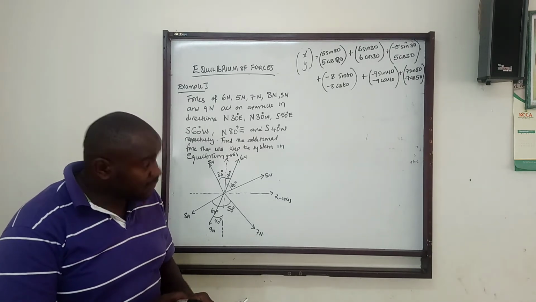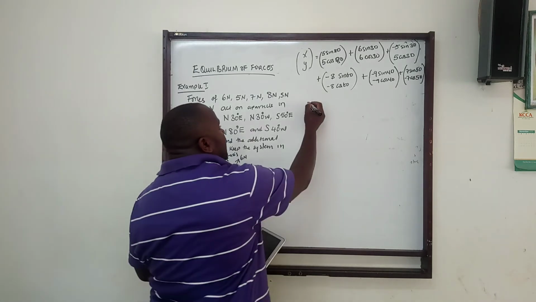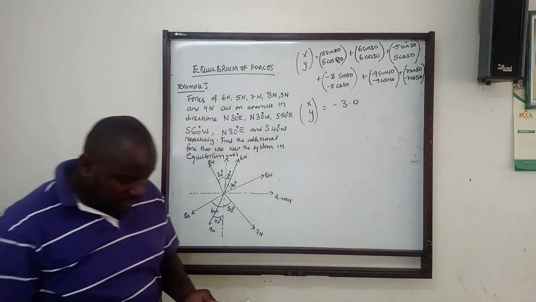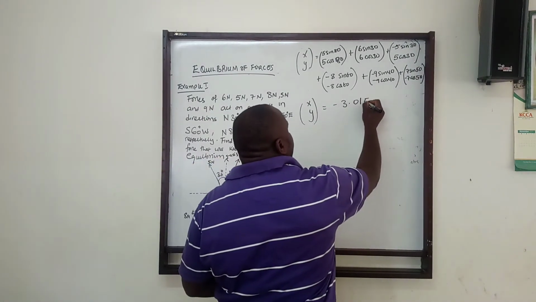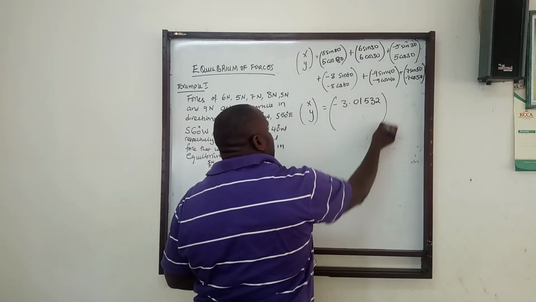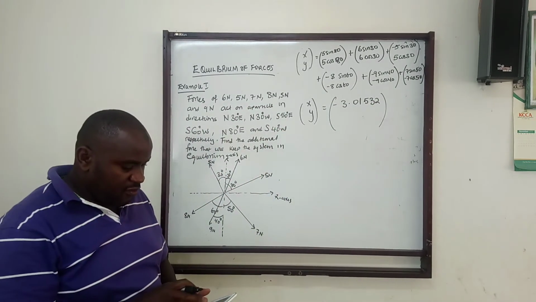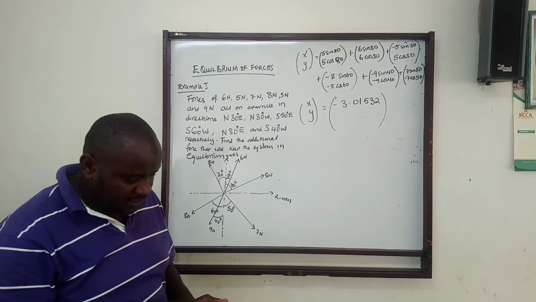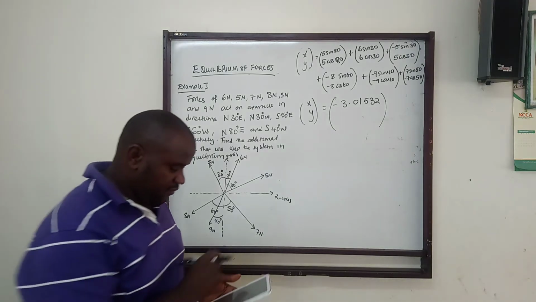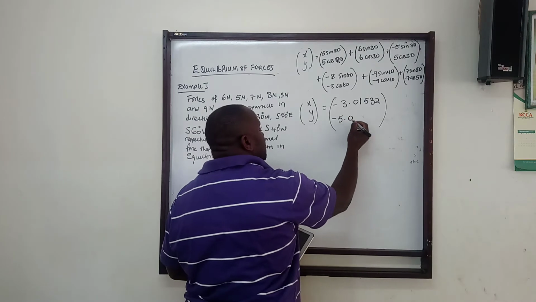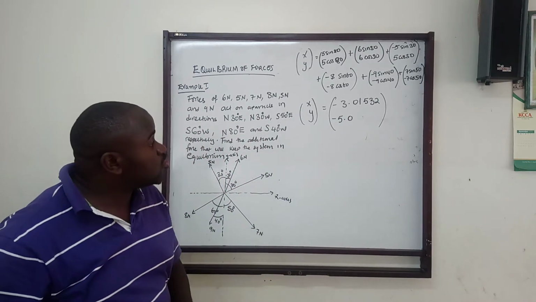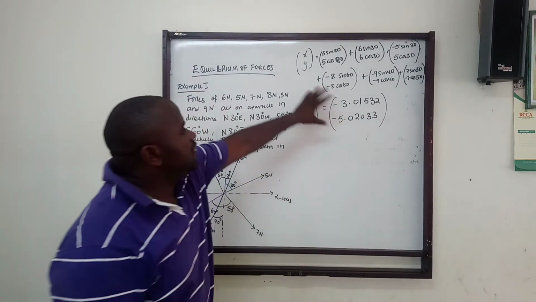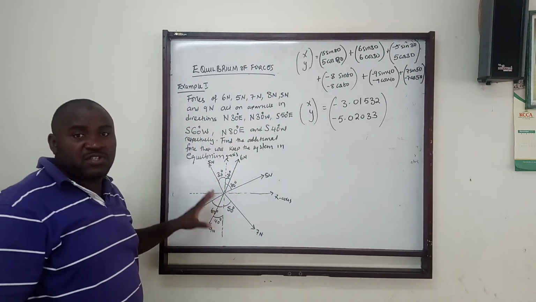So x, if I compute this, is actually negative 3.01532. Then my y, if you compute all this in brackets, gives us a negative 5.02033. Now, this is the algebraic sum of all these forces resolved.